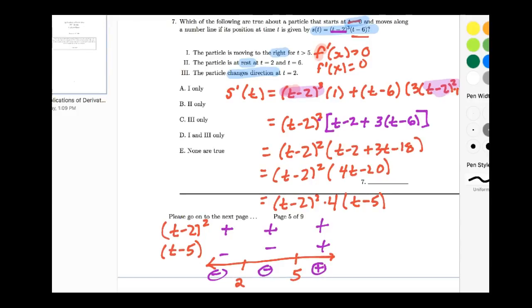It is. Okay, the particle's at rest at t equals 2 and t equals 6? It's not. It's at rest at 5 and 2. The particle changes direction at 2? It doesn't. You go negative, negative, it doesn't change direction. Your answer there is A only. Okay, so that was a tricky one on number 7.